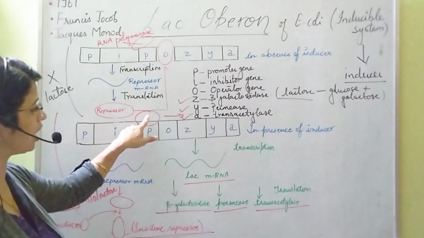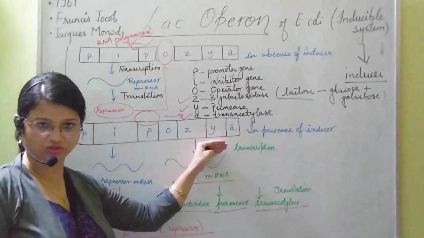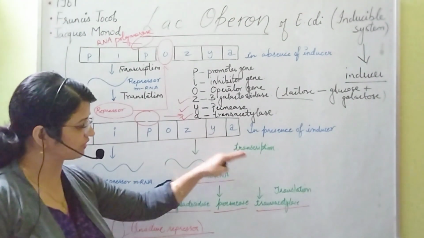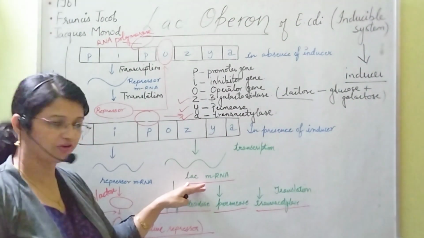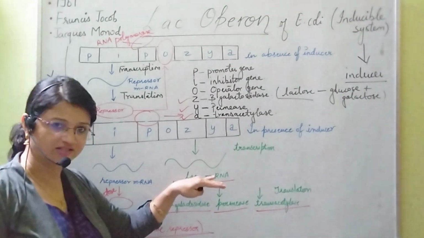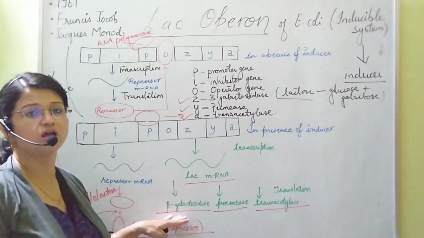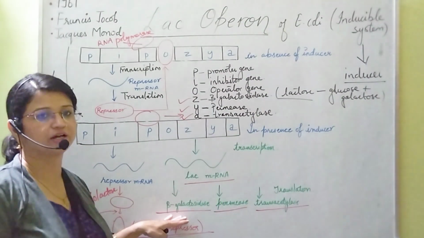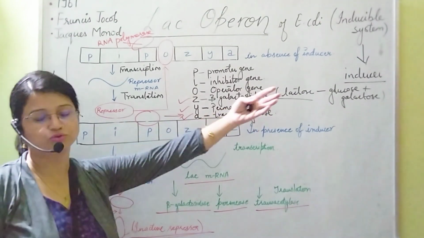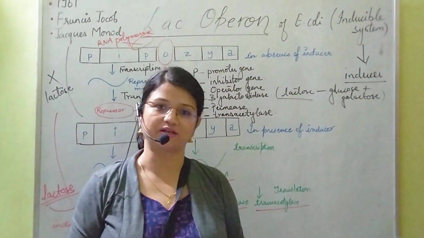As a result, now this RNA polymerase will be able to slide over the structural gene, which will lead to transcription. There will be the formation of Lac messenger RNA, and under translation it will result in the formation of the enzymes which are required for the breakdown of lactose into glucose and galactose. I think this topic is clear.